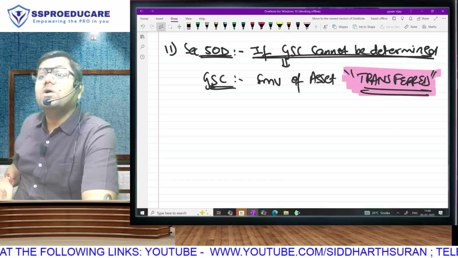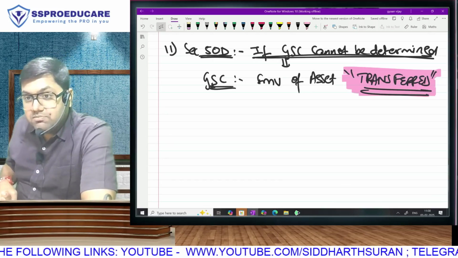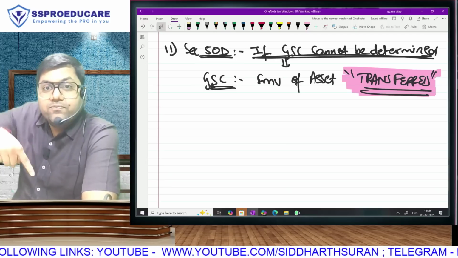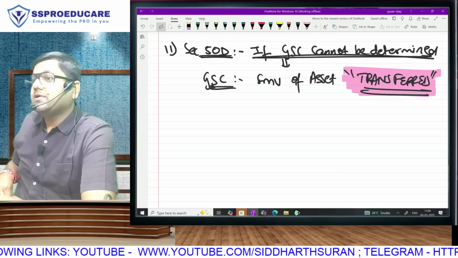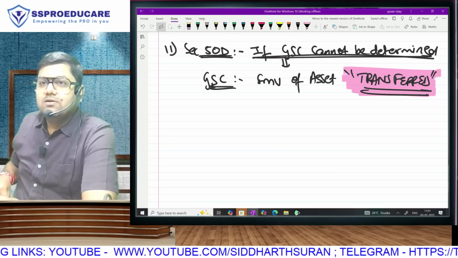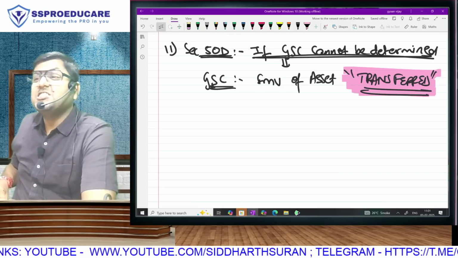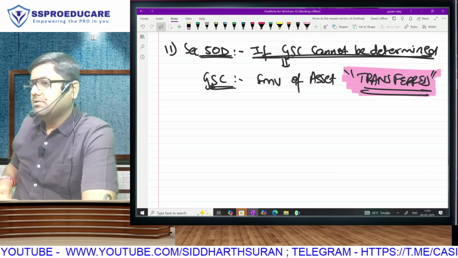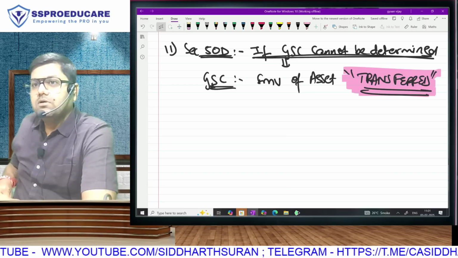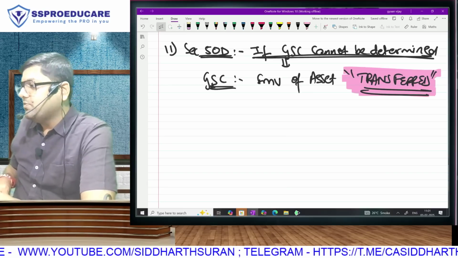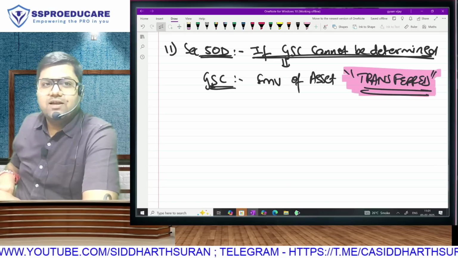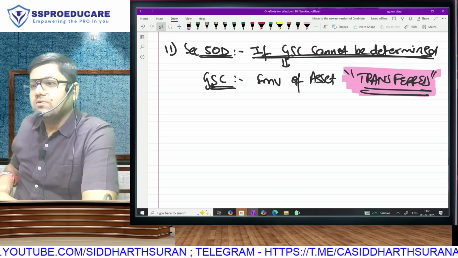And if what you get cannot be measured in money, then the value of what you give is going to be the sale consideration for capital gain. You understood? If you cannot value what you get, then you will take the value of what you gave.